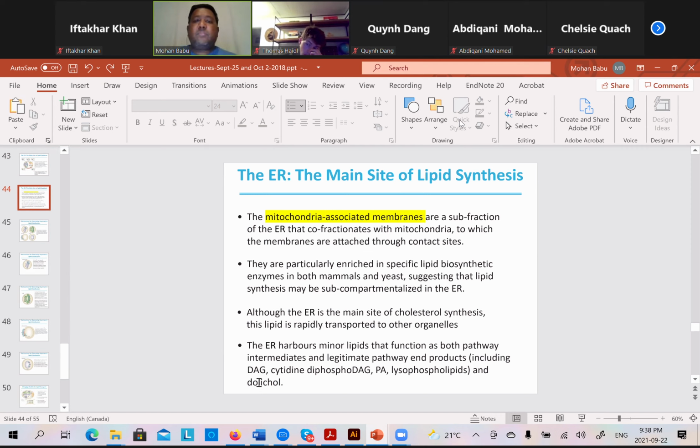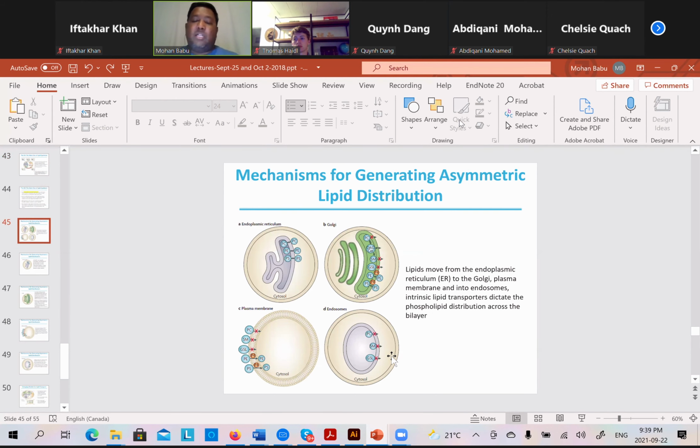Okay, so here are some examples to show in which organelle which lipids are distributed. We know that distributions are not symmetrical, they are asymmetrical. So here's one example to show how the lipids are moving from the endoplasmic reticulum to the Golgi, to the plasma membrane, into the endosomes, okay? And usually the intrinsic lipid transporters dictate the phospholipid distribution across the bilayer. So now we will talk about each one of these organelles and how these lipid distributions are taking place, okay?